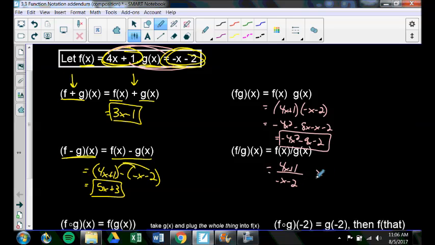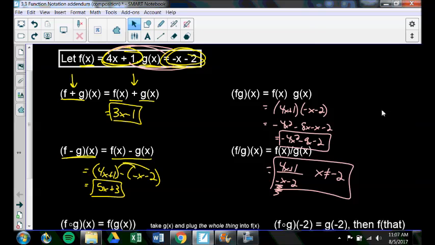We do say that x cannot be -2. We have to express that x can't be -2, because if x is -2, this becomes +2, and +2 minus 2 is 0, and everyone knows thou shalt not divide by 0.